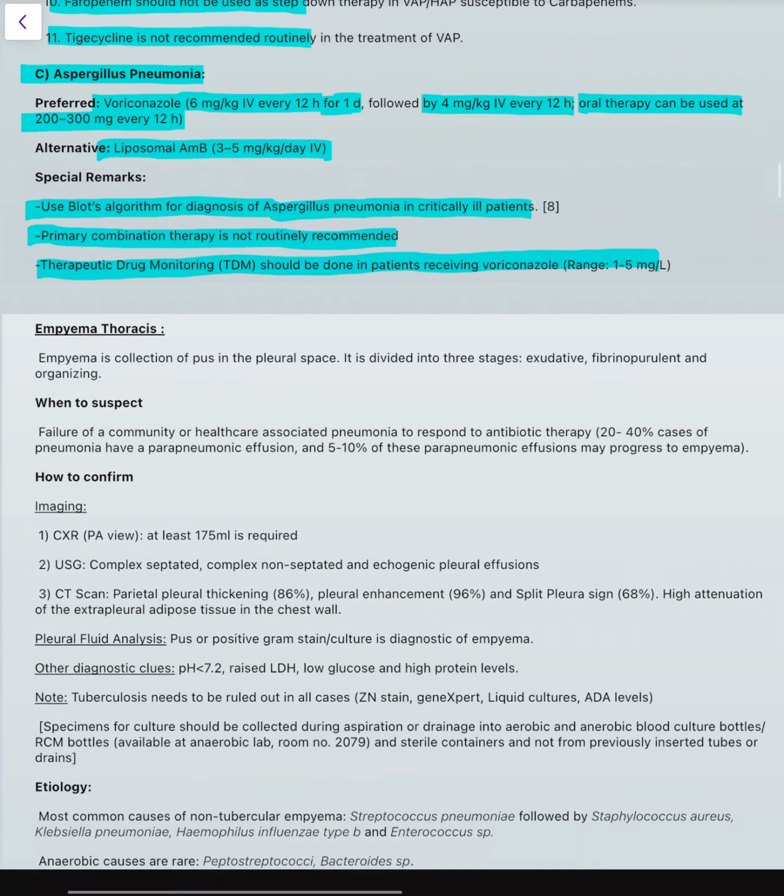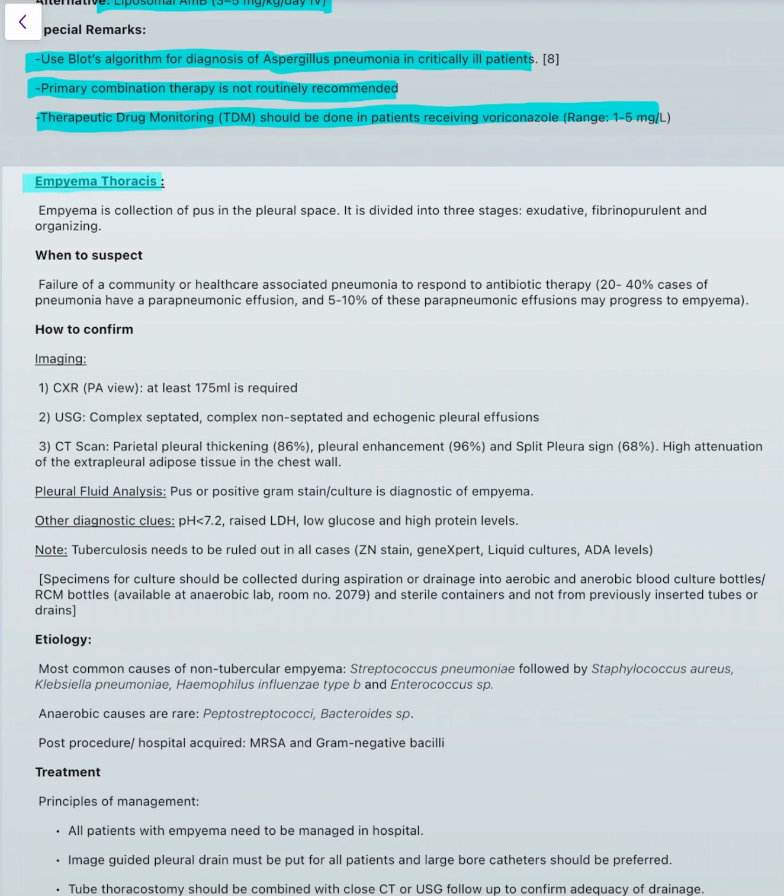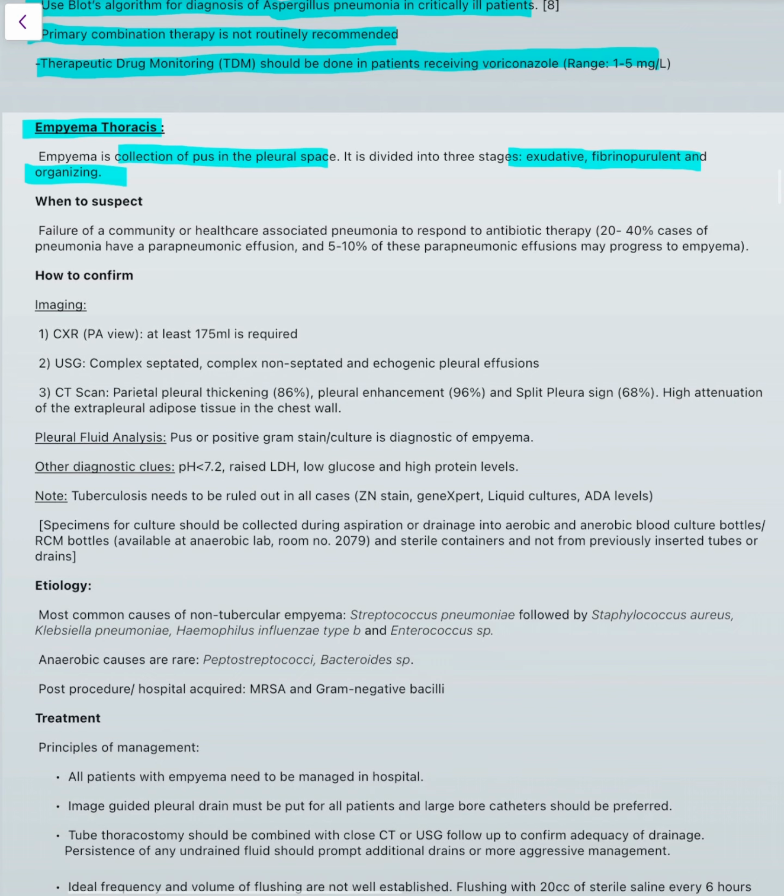Right. Next, coming to empyema. Empyema, as we all know, is a collection of pus in the pleural space. Okay. There are 3 stages: exudative stage, purulent stage, and organizing stage. Okay. When do you suspect empyema? When there is a failure of community or healthcare associated pneumonia to respond to antibiotic therapy. The response is not there. We see the clinical improvement is not there.